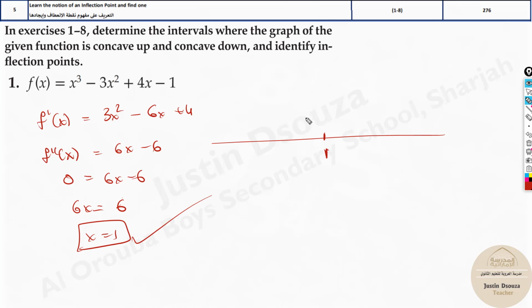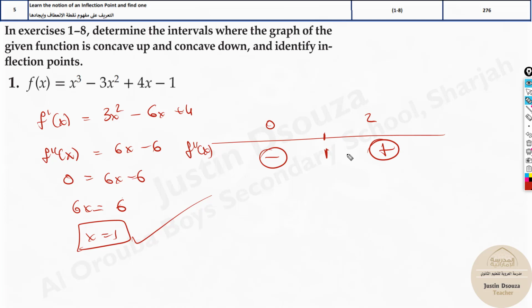But here now, 1 is the inflection point. So let me take a value less than 1. If I take a value less than 1, that will be 0. And over here, I'll take more than 1, say 2. Substitute it back in the double derived equation over here. If you put x as 0, you will get negative 6, so minus. And here if you put 2, it will be 12 minus 6, it's positive 6.